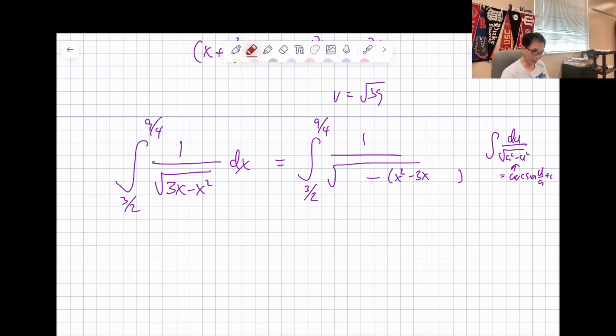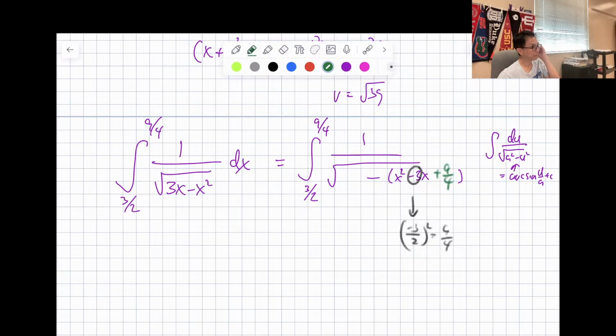We're going to take this negative 3 here, and what we're going to do is negative 3 divided by 2, squared. So that's 9 over 4. So I'm going to add 9 over 4 here. I'm going to add 9 over 4 there. If I'm adding 9 over 4, what do I need to put in the front here? Be careful what you say.